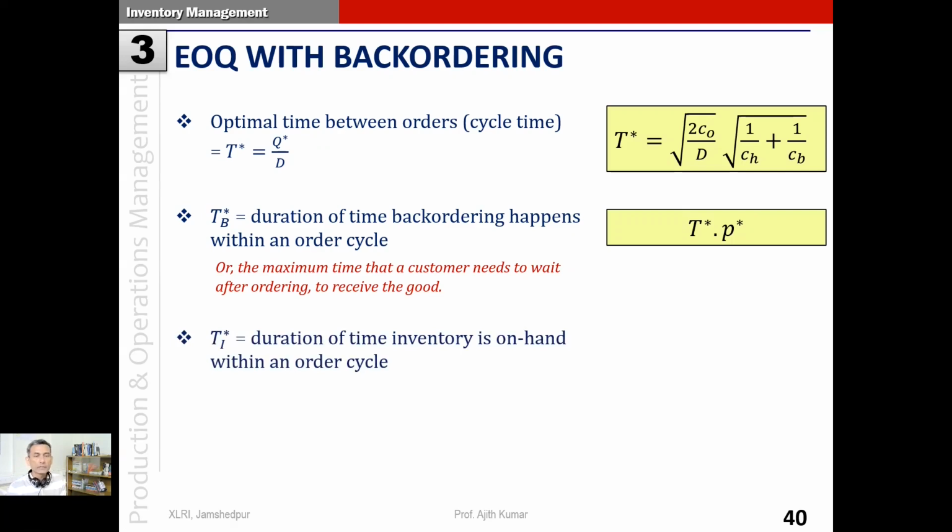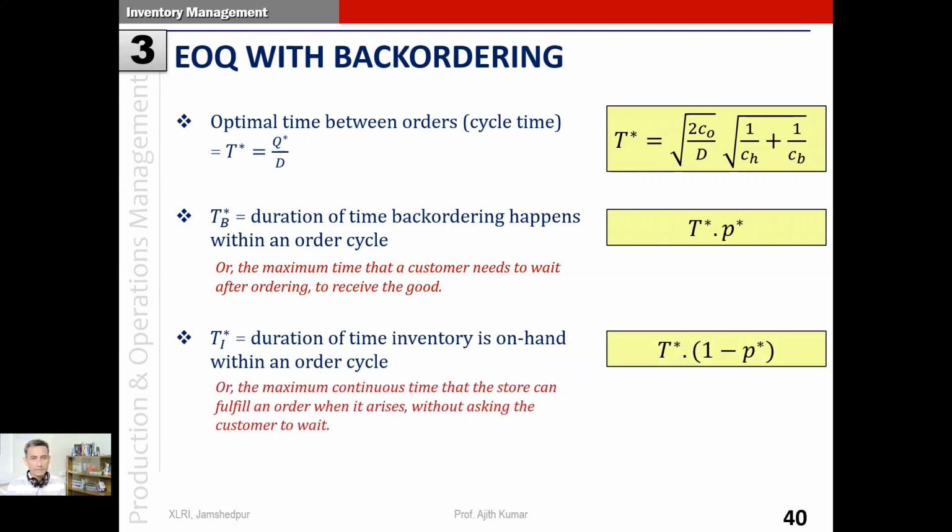Okay. Likewise, we can also talk about the duration of time that inventory is on hand within the order cycle. And this is nothing but T star into 1 minus P star. And this is the maximum continuous time that the store can fulfill an order when it arises without asking the customer to wait. Okay, so the on-hand inventory has just come. The replenishment has just happened. So from that point of time till the back ordering begins, that is the duration of time mentioned here. And if a customer comes at that point of time, then he will definitely get it. Or for how much more time will the customers get without having to wait? That is given by this time.